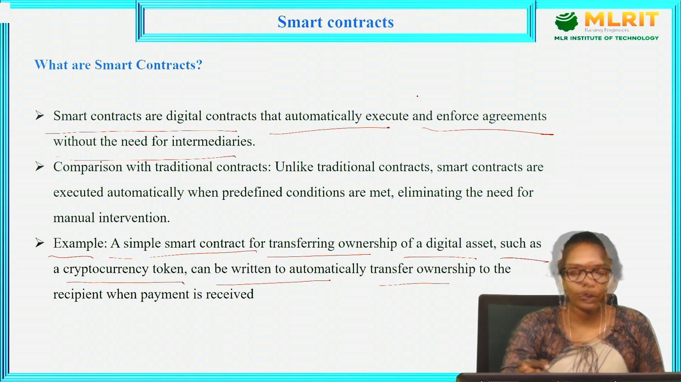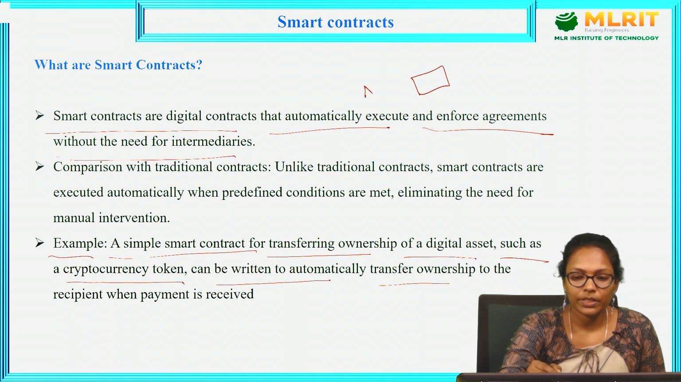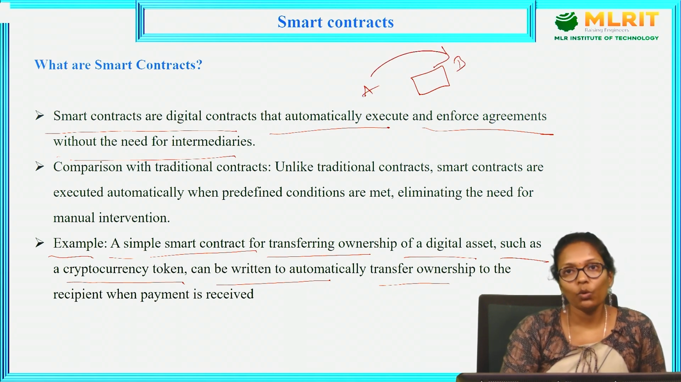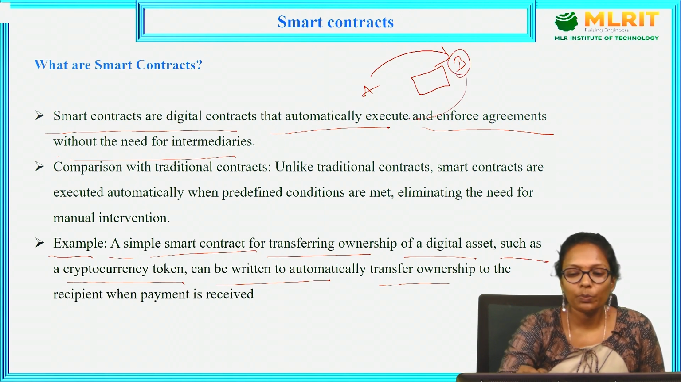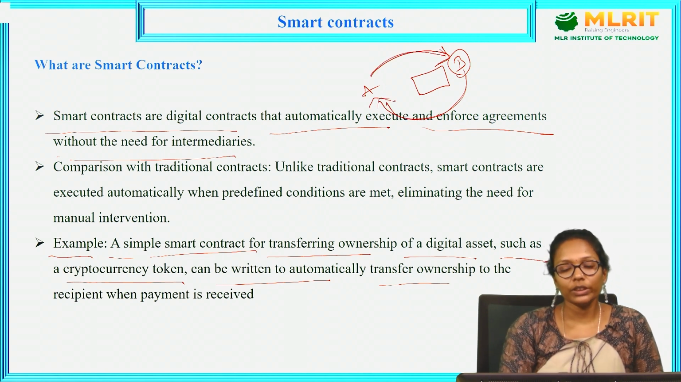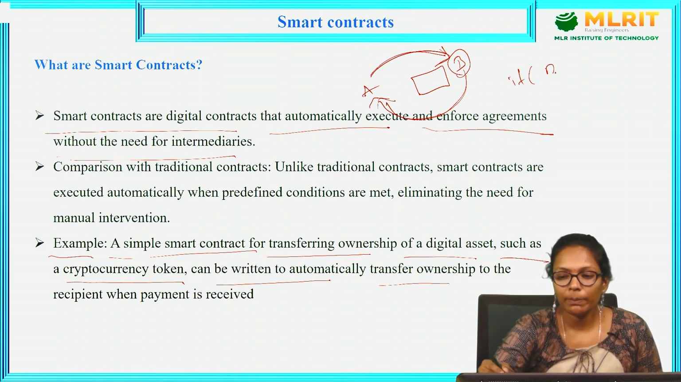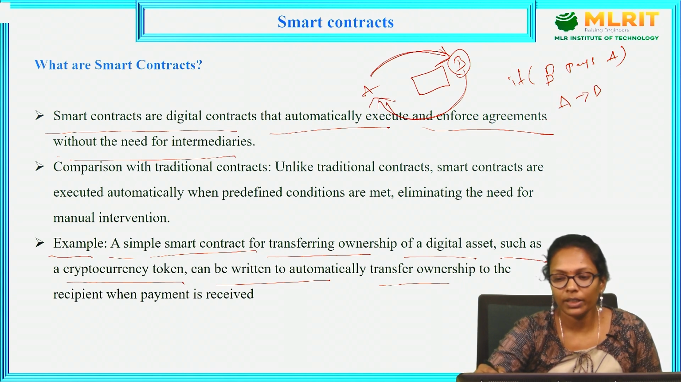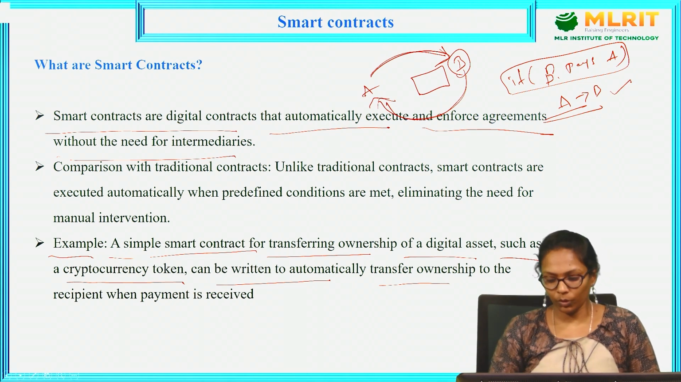For example, I want to transfer some digital asset from person A to person B. Person B has to pay some amount to A. Whenever the payment is done, automatically the ownership will be transferred from A to B. For this, we are going to write a smart contract. What is the condition? If B pays A, then the ownership will be transferred from A to B automatically. So it will check this condition, and whenever this condition is true, automatically this action will be performed.